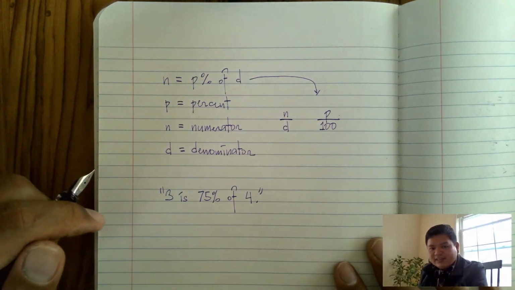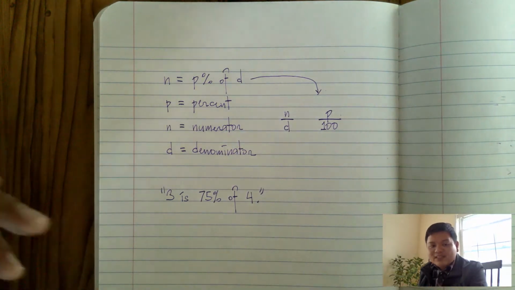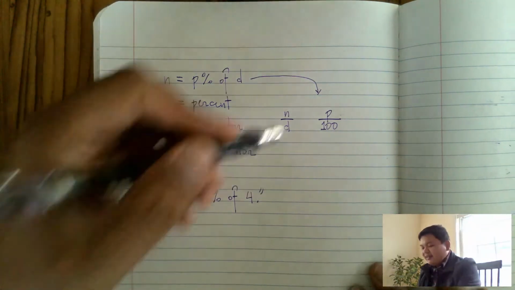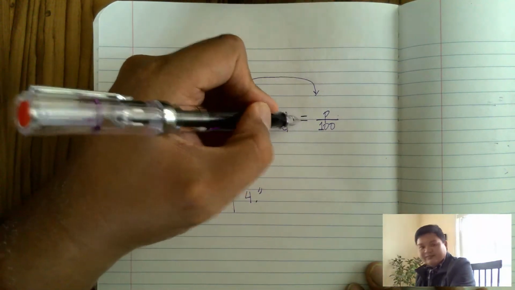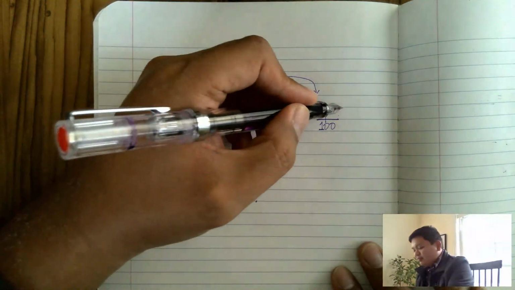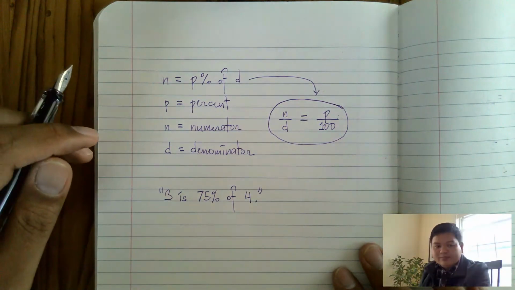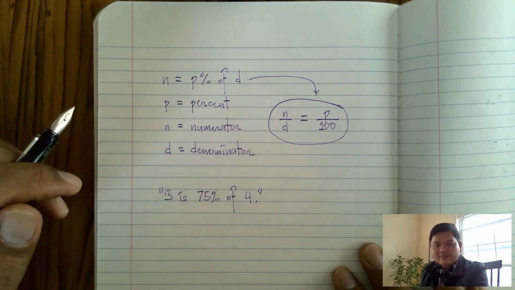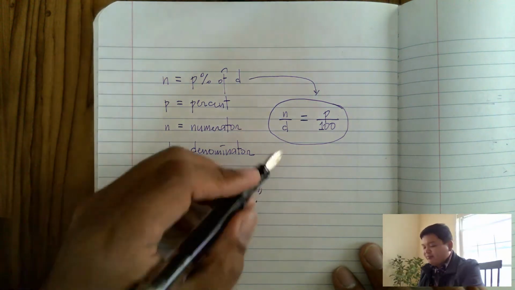Since these two fractions represent the same situation, the two fractions must be equal, which means that n over d is equal to p over 100. This very useful formula is the percent proportion. And every percent problem whose sentence is of the form above can be translated to the percent proportion.